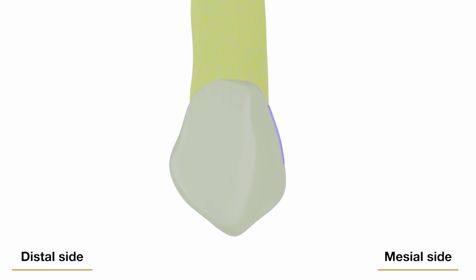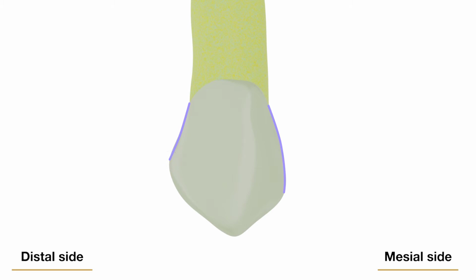Mesially, the outline of the crown may be convex or may have a slight concavity from the cervix to the center of the mesial contact area. The center of the contact area mesially is approximately at the junction of middle and incisal thirds of the crown. Distally, the outline of the crown is usually concave between the cervical line and the distal contact area. The distal contact area is usually at the center of the middle third of the crown.